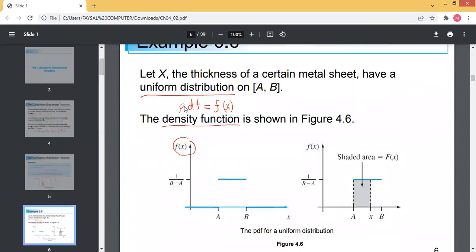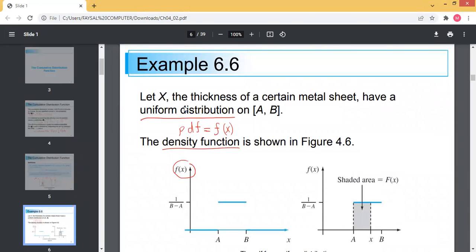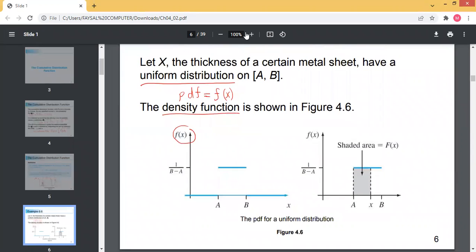Okay, then. The first numerical about this is example 6.6. It says, let x be the thickness of a certain metal plate. Let us say that I have a metal plate like this one. So it has the thickness of what? It has a thickness of x.